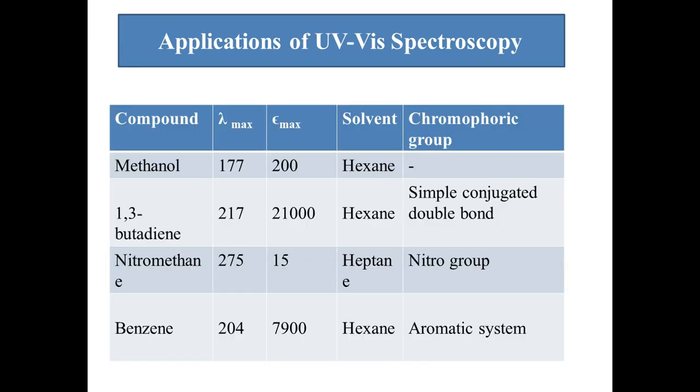Another application of UV visible spectroscopy: we can calculate lambda max, E max, solvent and chromophoric group. In the case of methanol, lambda max is 177 and E max is 200. Here the solvent is hexane and it is a non-chromophore. 1,3-butadiene has lambda max 217 and E max 21,000, the solvent is hexane, and it is a simple conjugated double bond. Benzene is 204 and 7,900 for E max, the solvent is hexane, and it is an aromatic system. So we can easily find out the lambda max and E max of chromophoric groups. You can easily find out the UV visible spectroscopy based on the Woodward rule.